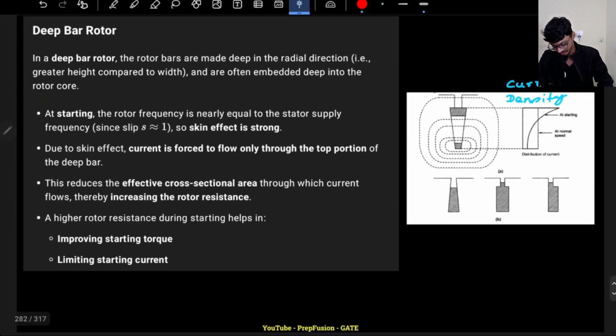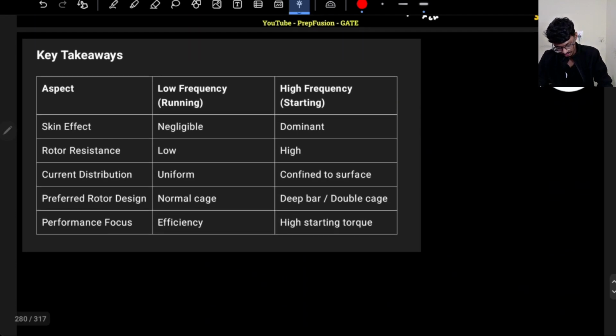Okay, that is a summary. That is what we have discussed. Most of the current will flow through the top strip at starting, as mentioned. During normal speed, the current will be distributed basically. Similar current will flow, so there will not be any copper loss or iron loss, right? Because there is some iron loss in here, right?